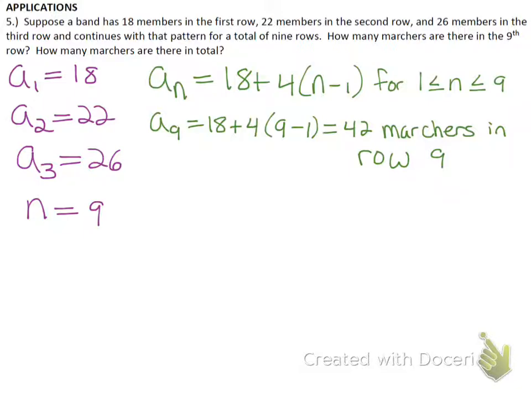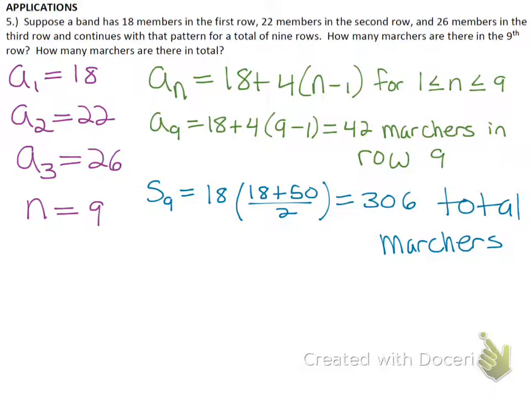Now the second question is asking about total, or a series, or sum. So I'm going to need to write the arithmetic series that represents this particular problem. And that series looks like this. When you evaluate that, you can figure out that there are 306 total marchers in this marching band.